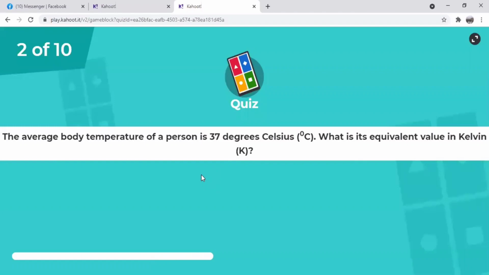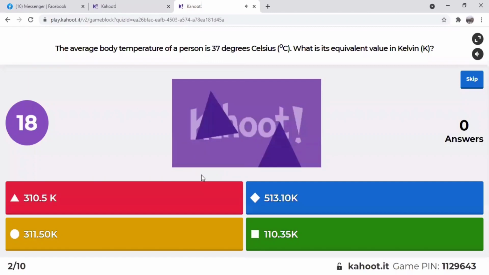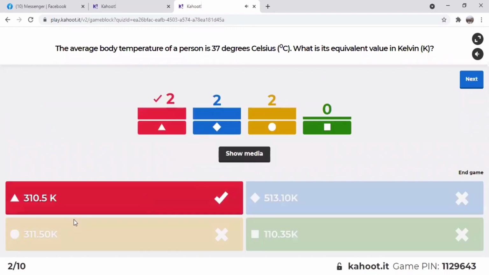The average body temperature of a person is 37 degrees Celsius. What is the equivalent value in Kelvin? I already taught you the formula. 10 seconds left. 7 seconds left. 4, 3, 2, 1. And 310, because degrees Celsius plus 273.5 degrees. So that is 310.